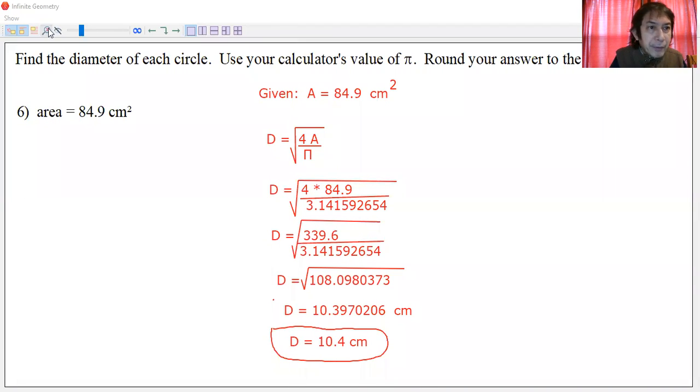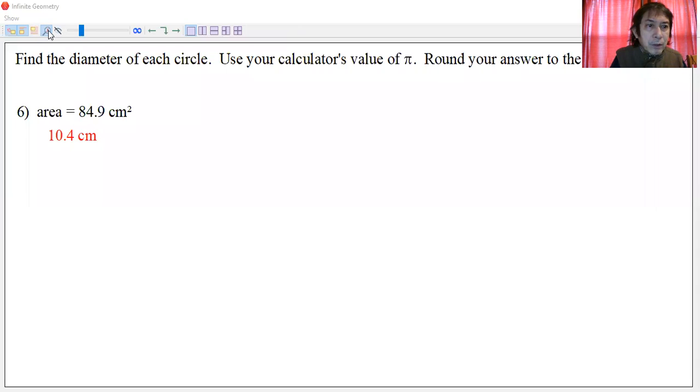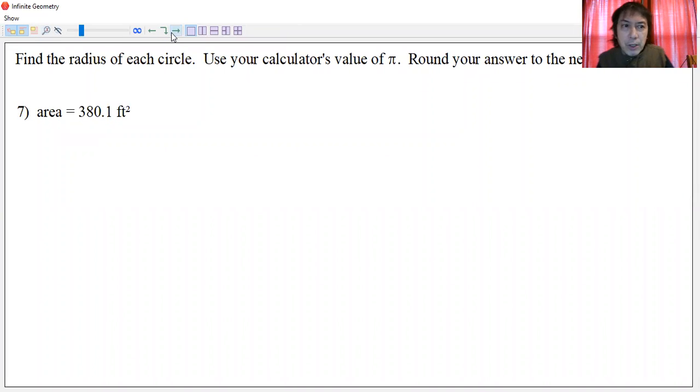Let's check and verify. 10.4 centimeters. Yes, it's correct. Next, number 7. Let's clear the screen. Continue with number 7 over here. All right, here's number 7. Let's see the required. Find the radius. This time we're asked to get the radius of the circle. Round your answer to the nearest tenth. The given is area again. So we will start from the formula for the area when radius is given. Our formula is area of a circle is pi r squared.